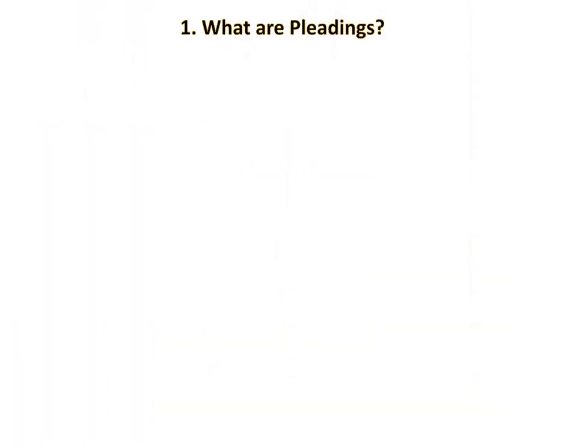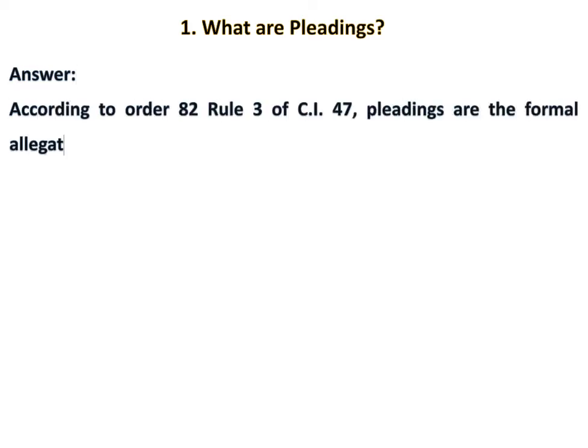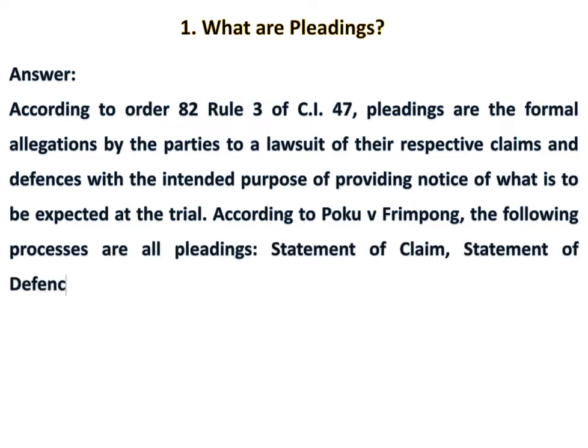The first question is as follows: what are pleadings? The answer is as follows. According to Order 82, Rule 3 of the CI 47, pleadings are the formal allegations by the parties to a lawsuit of their respective claims and defenses with the intended purpose of providing notice of what is to be expected at the trial.